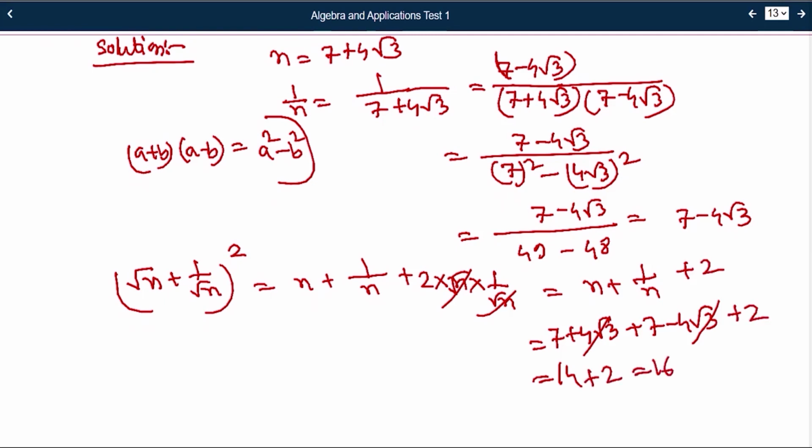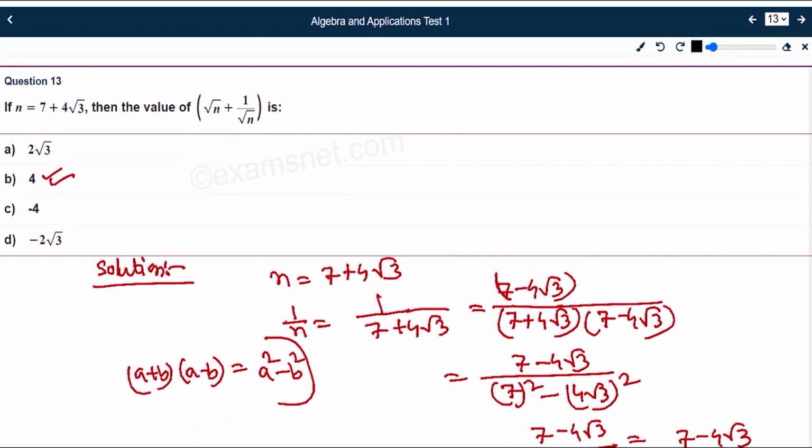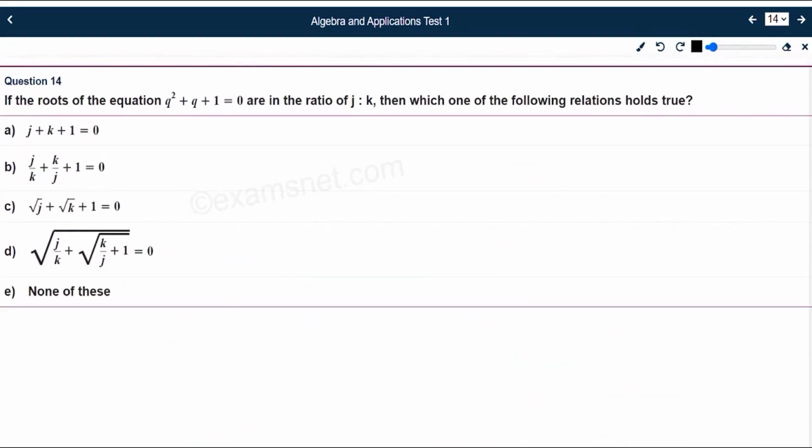So let's do the square root in the next line. Root n plus 1 by root n equals root under 16, that means 4. So here plus 4 means option B is the correct answer, right? Now after that, let's move towards the next question, question number 14.